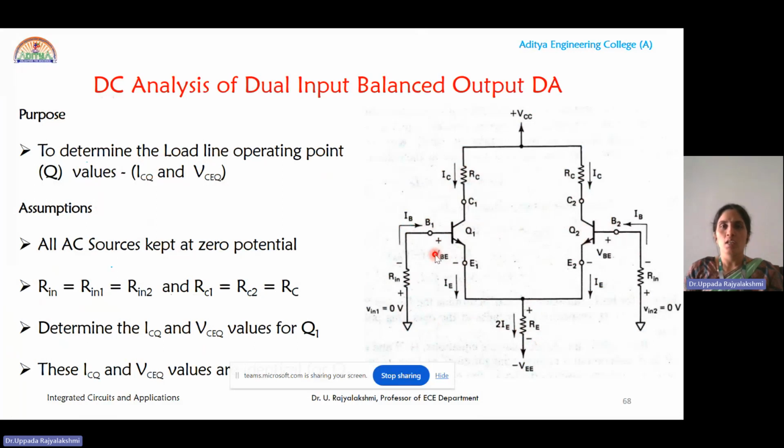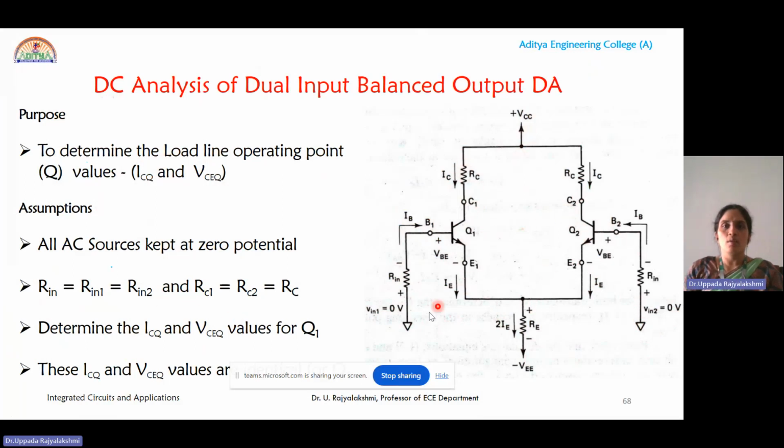the KVL expression for the base to emitter loop of Q1. Because it is DC analysis, all the AC sources must be kept at zero potential. Here we have two inputs because it is dual input, Vin1 and Vin2. Because it is DC analysis, DC inputs are present and AC input signals are kept at zero potential, so they are nullified. So Vin1 is equal to 0 volts and Vin2 is equal to 0 volts. So both are grounded.